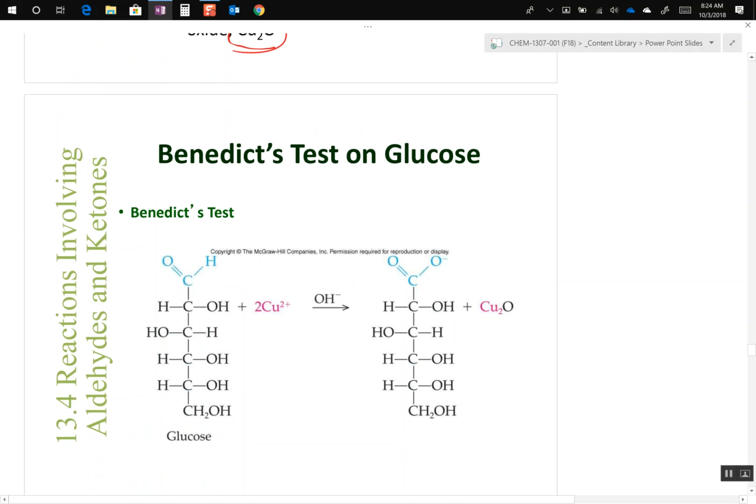All right, so here they're showing that glucose is actually an aldehyde molecule. It's a 6-carbon aldehyde, and so if you run this with glucose, with Benedict's test, the copper 2+ ions will be reduced to copper 1, forming the precipitate of copper 1 oxide. And you'll be left with the carboxylic anion here on the glucose.